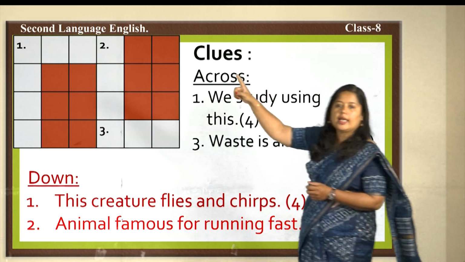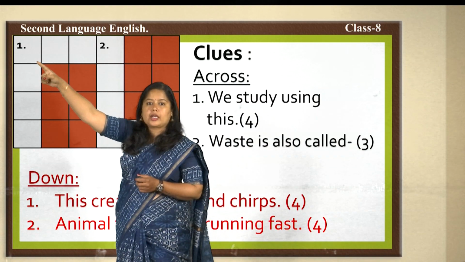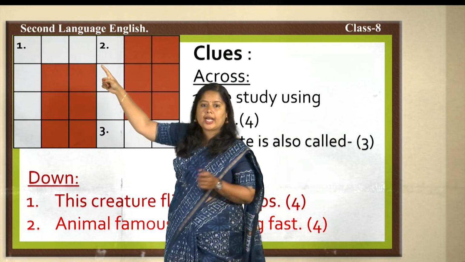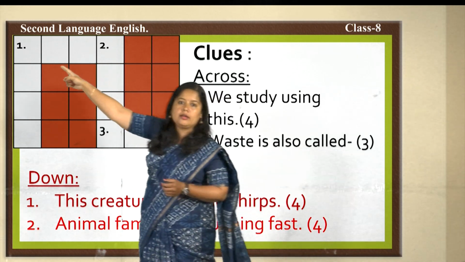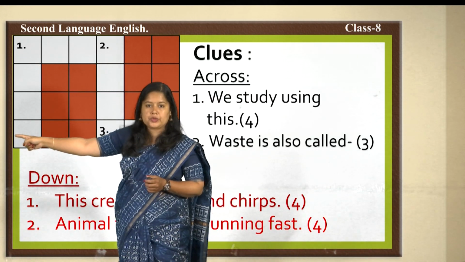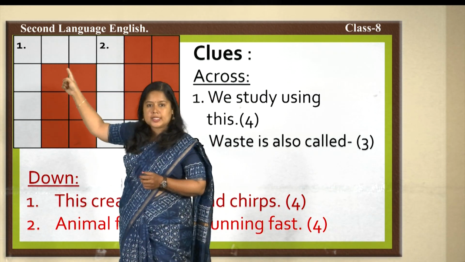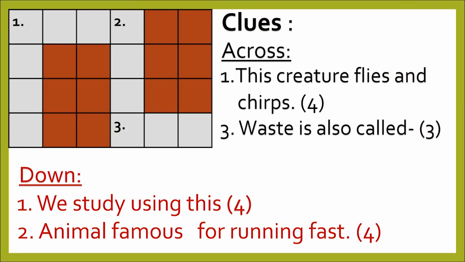Across is like this. Across is your left to right, and down is up to down. So, clues are to fill these boxes. Children, there are two segments of clues that are given here. One is across, one is down.